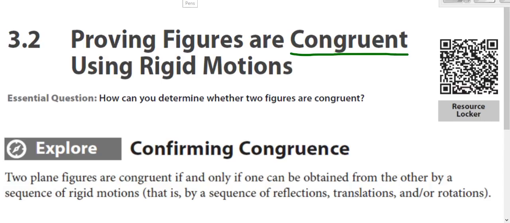So the big idea that we're going to talk about right now is the word congruent. The word congruent means it's the exact same size and shape. It's got the same angle measures and the same side lengths. Then two figures are congruent.